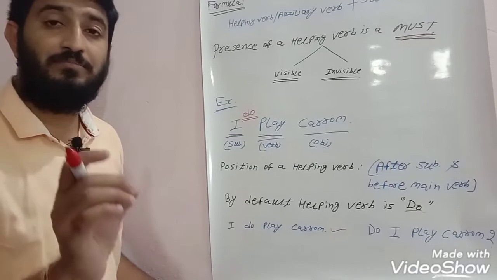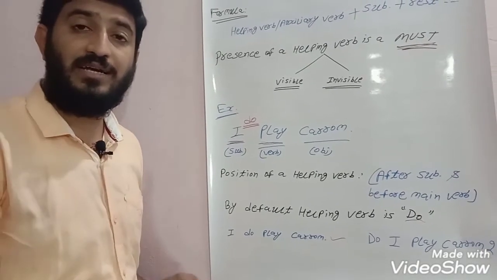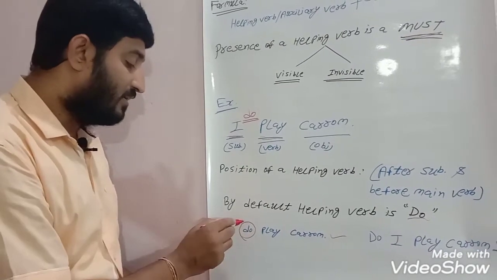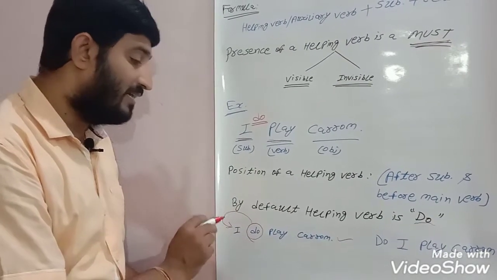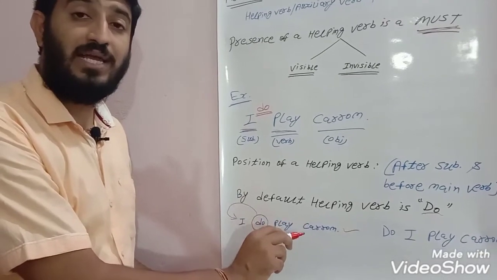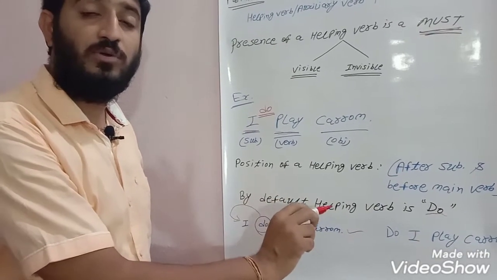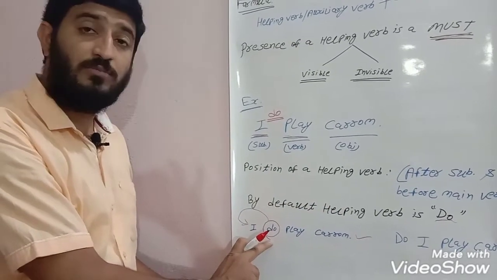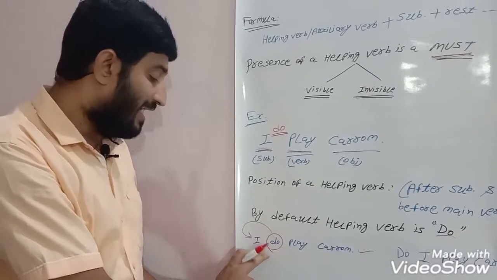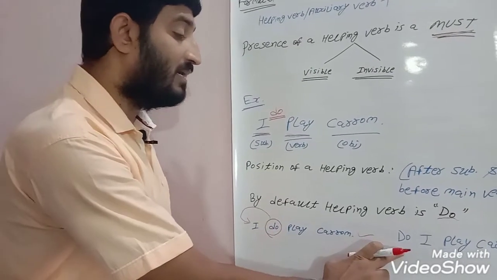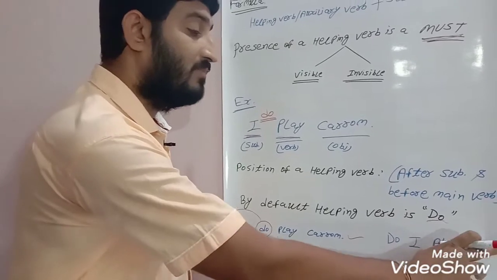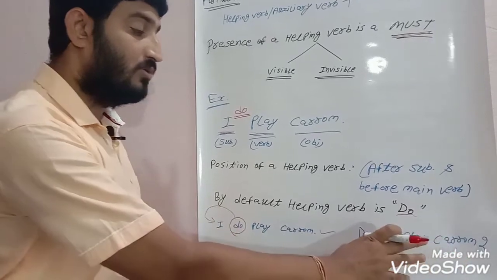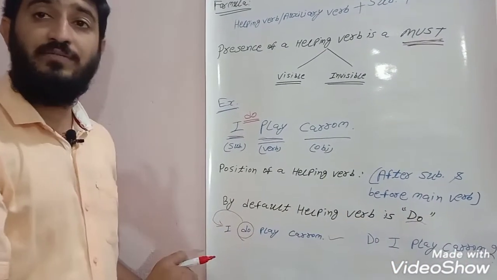And a very simple trick to convert an affirmative sentence into interrogative is simply take the helping verb, drag it to the front, and the rest of the sentence will remain as it is. In the end we have to use the interrogative mark. So in this sentence, the helping verb we have already got, do, drag it to the front. So the sentence will become: Do I play carom? At the end, do not forget to use the interrogative mark. So this is an interrogative sentence.